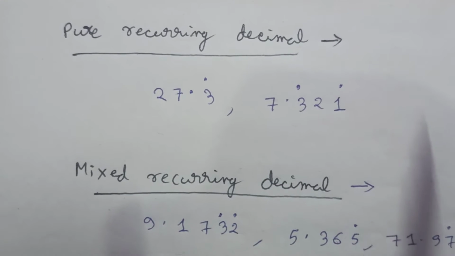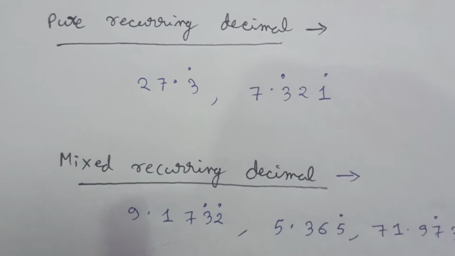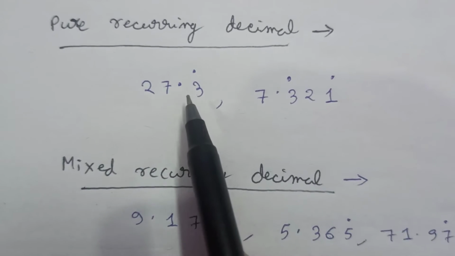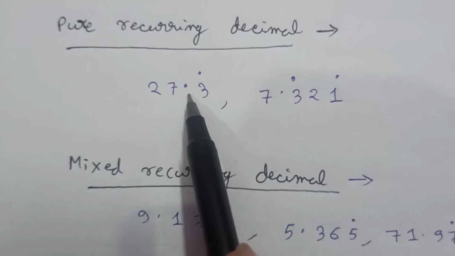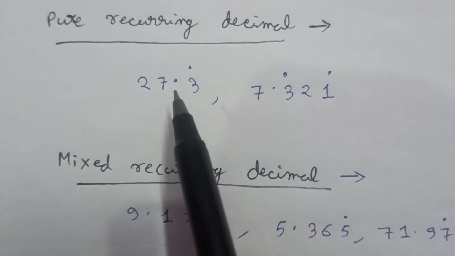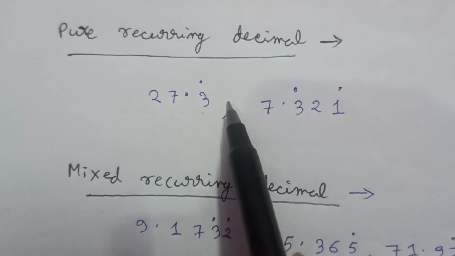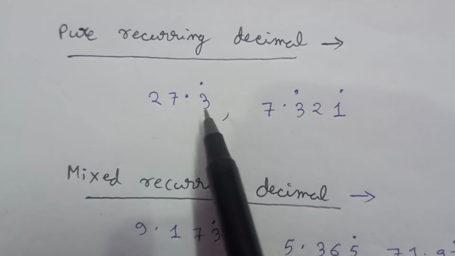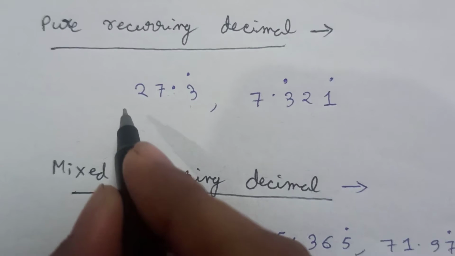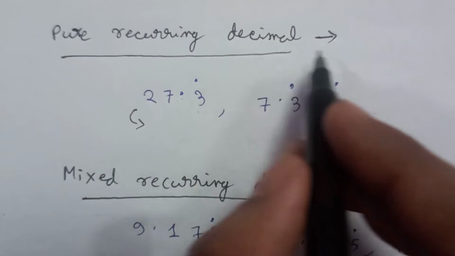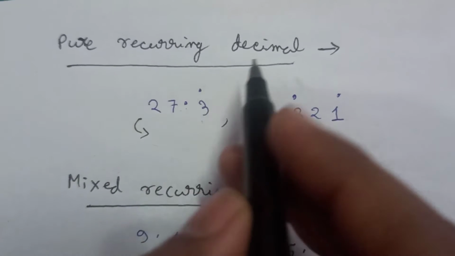Now there are two types of recurring decimals. One is the pure recurring decimal. Here what comes before the decimal point does not matter. It can be 0 or it can be any number, but all the numbers that come after the decimal point are recurring, that is, they keep on repeating themselves. So these decimals are known as pure recurring decimals.